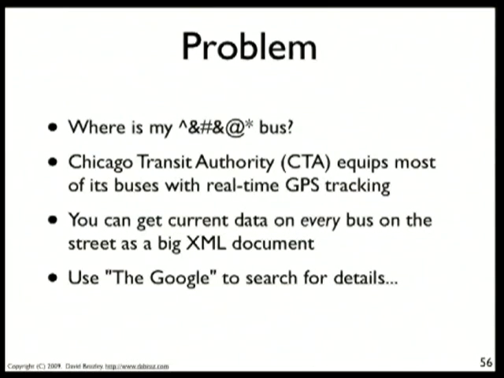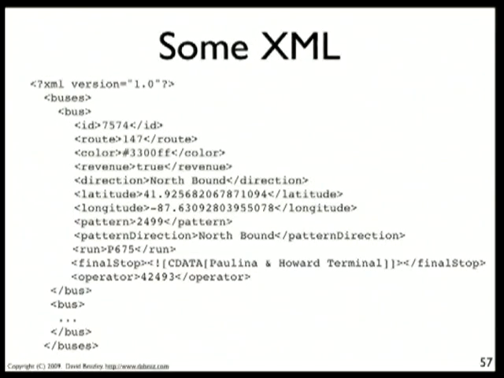One thing for those of you out of town, or maybe even those of you in town, might not know: the City of Chicago equips most of its buses with GPS trackers. And it turns out if you know the right website to go to, you can get the current location of every bus on the street as a big XML document. You can use Google to search for that, but this is a sample of what the data looks like. So you can get XML data on city buses. Just as a digression, it's not clear that the city knows what they're publishing. Apparently the operator, here's the employee ID of the person driving the bus. So you can get that too.